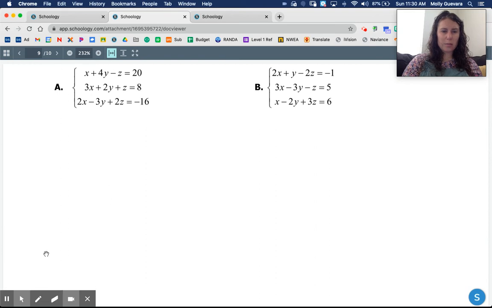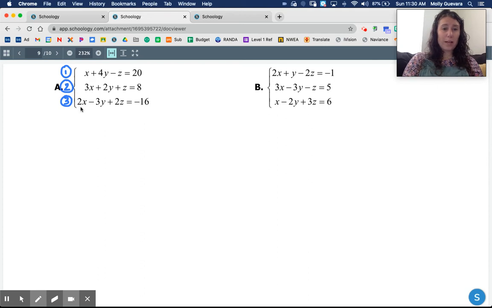I'm going to scroll down a little bit more so I have room. Hopefully you write smaller than I do. And personally, like I said, I like to label my equations. So I'm going to label these 1, 2, and 3. And that just helps me stay organized. And then I'm going to decide what variable I want to eliminate.